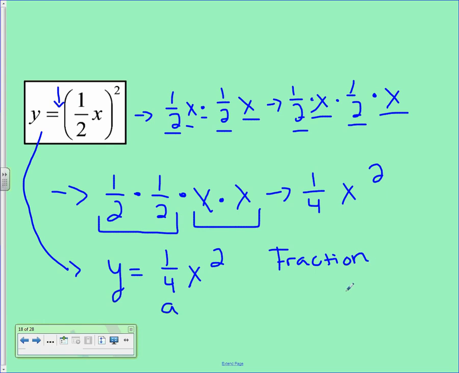So answer this question. Does that mean that my parabola is going to get wider, meaning vertically compressed, or is it going to get taller and thinner, meaning vertically expand? Look back at the front top of your notes. If you said compress, you are correct. And again, that is also meaning wider.